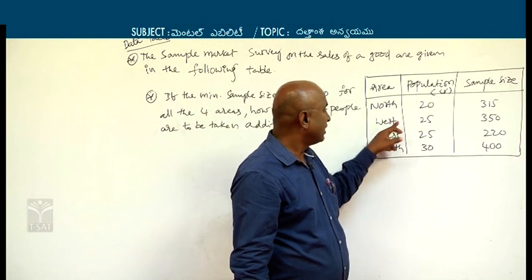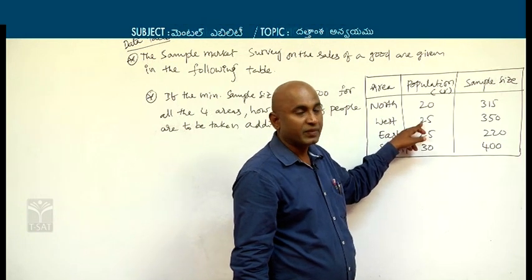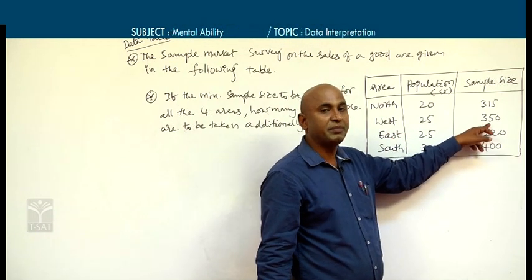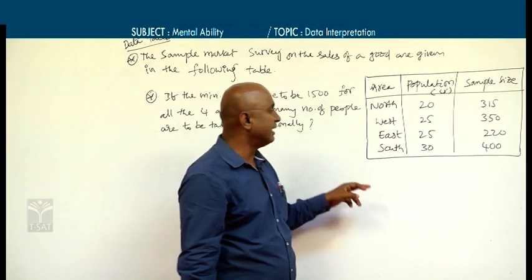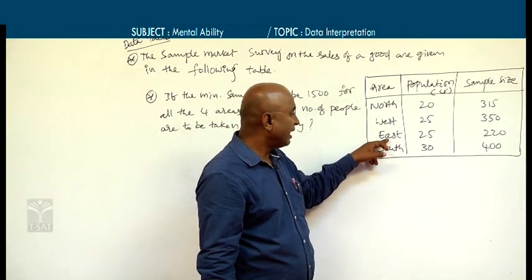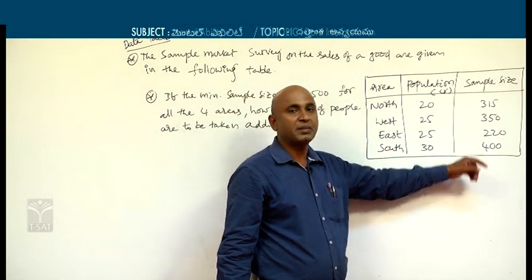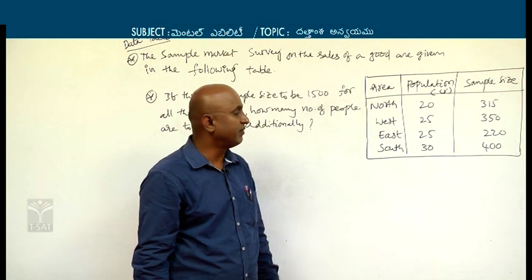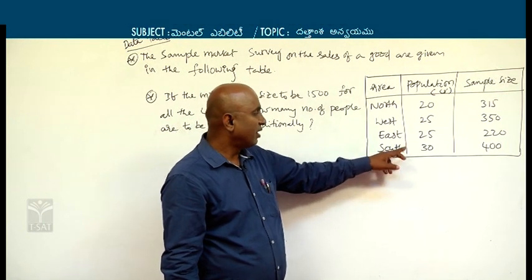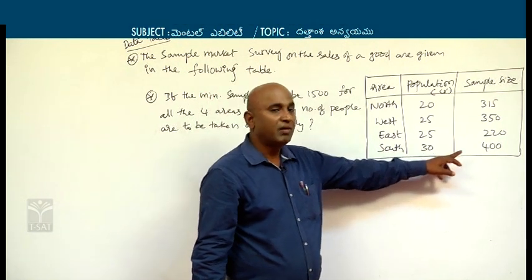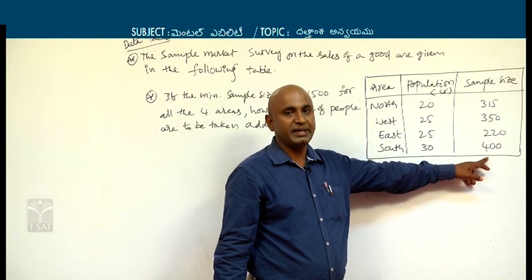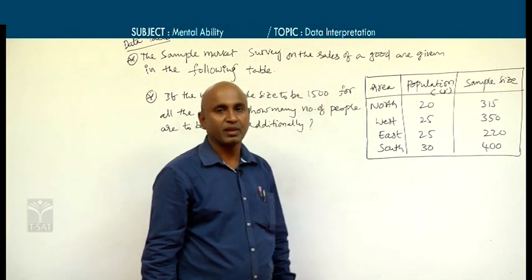And west, the population is 25 crores. Out of the 25 crores, 350 people are considered into the sample survey. And in the east, out of 25 crore people, 220 people are participated in the sample survey. And in the south, out of 30 crore people, 400 people are participated in the sample survey.